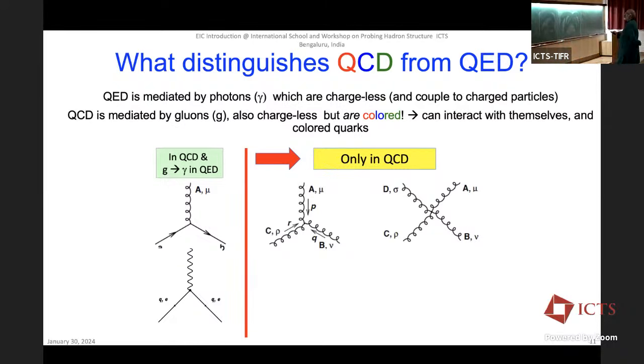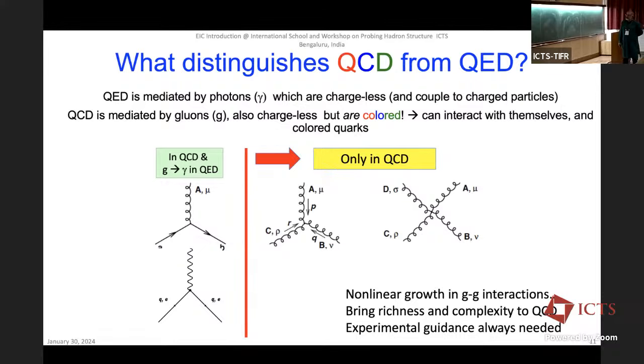Both are massless, by the way. Both are massless, zero mass. Remember that. That's another thing that I will come to in certain places.